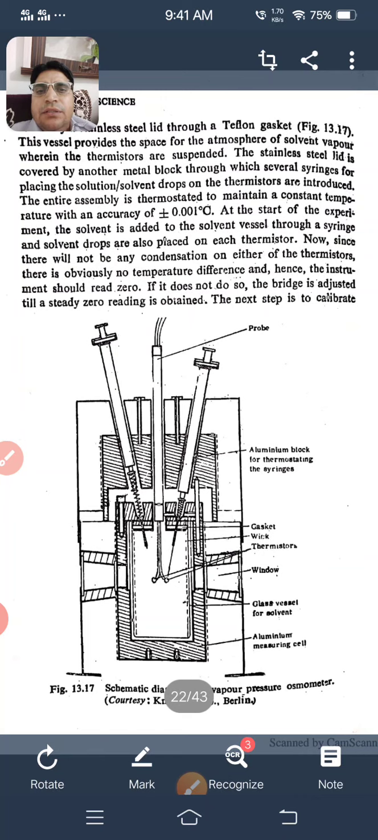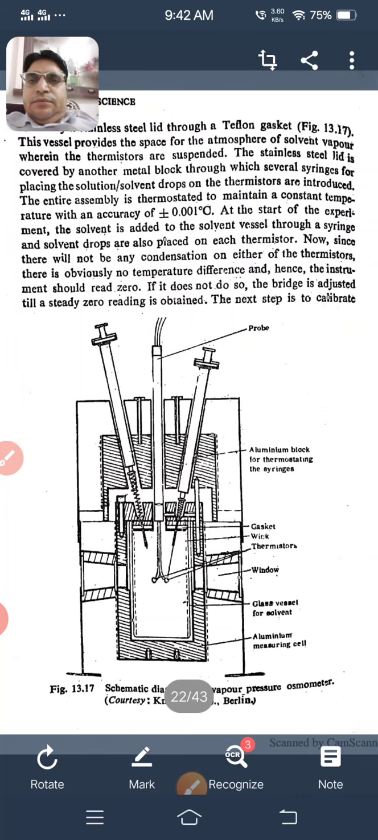Now, since there will not be any condensation on either of the thermistors, there is obviously no temperature difference and hence the instrument should read 0. If it does not do so, the bridge is adjusted till a steady 0 reading is obtained. The next step is to calibrate.